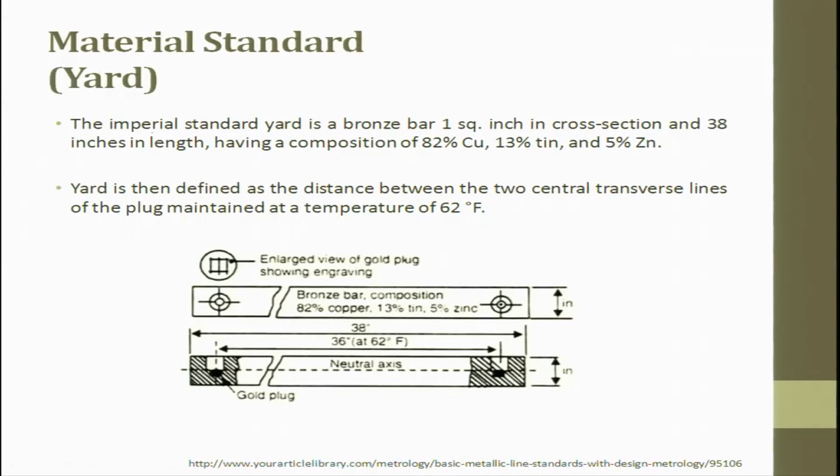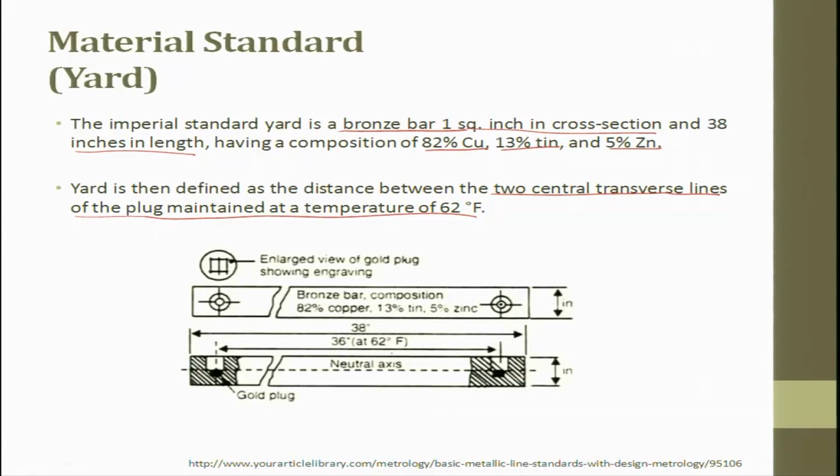So, now the temperature influence of the table cannot influence the scale, and these rollers are kept as point contacts so that you can maintain certain uniformity across the scale. So, the material standards, the imperial standard yard, is a bronze bar of 1 square inch in cross section and 38 inches in length, having a composition of 82% of copper and 13% of tin and 5% of zinc.